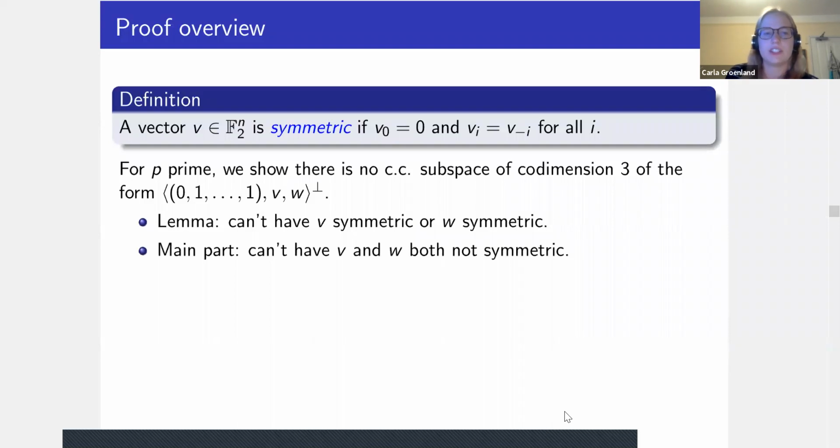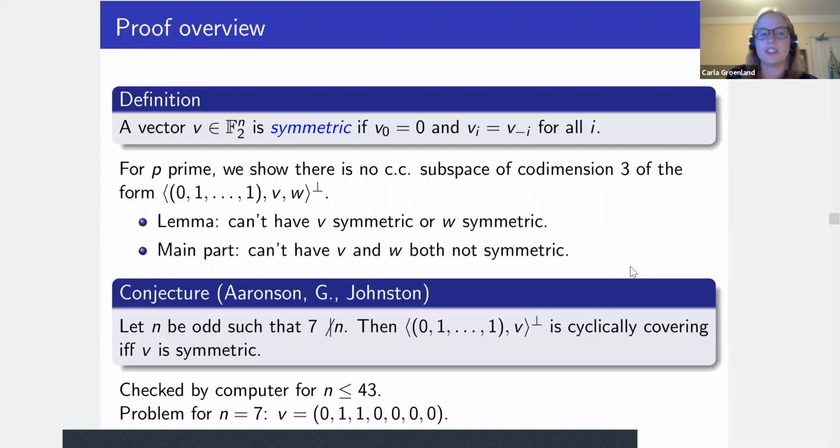And what we can show is that if either v is symmetric or w is symmetric, then no such cyclically covering subspace can exist. The main part of our proof is to show that they can't both be not symmetric. And actually, when we were attacking this conjecture, we thought that this lemma was going to be the hard part. In the end, it turned out to be quite a bit less work than the rest of our paper.